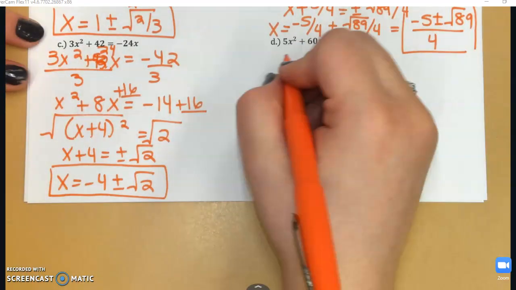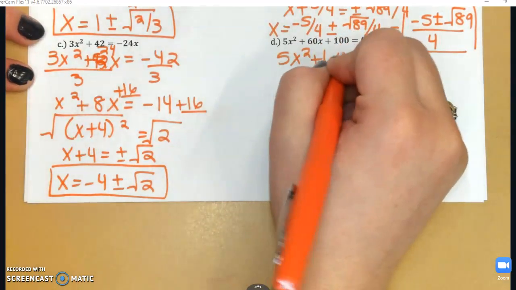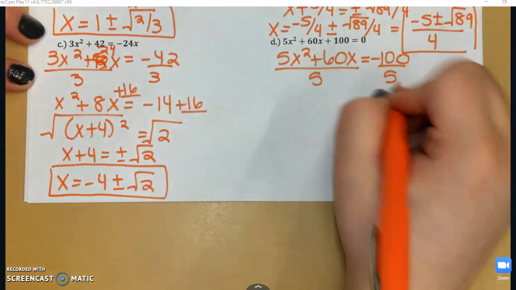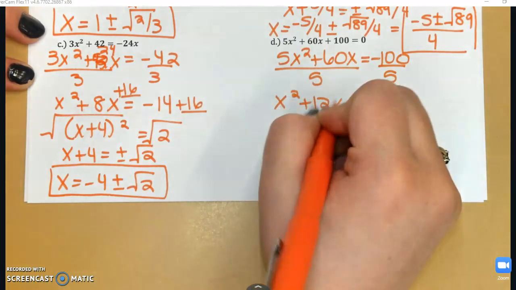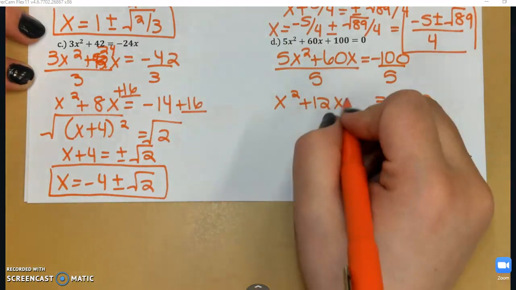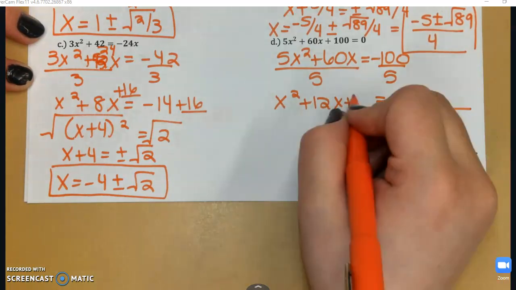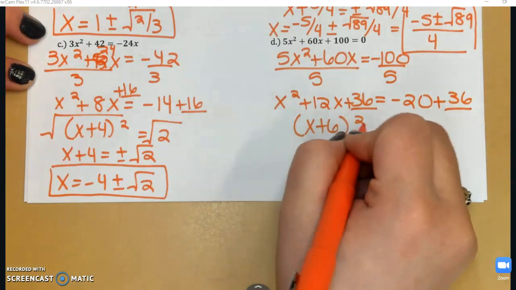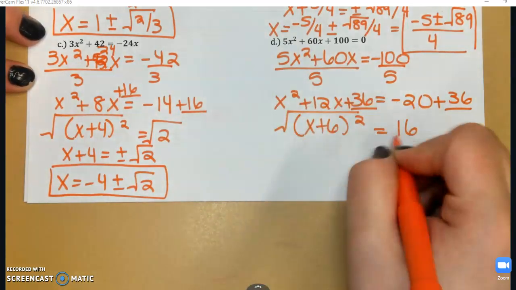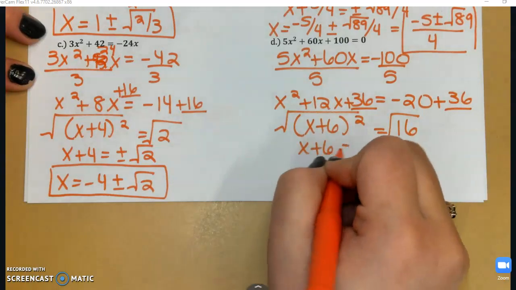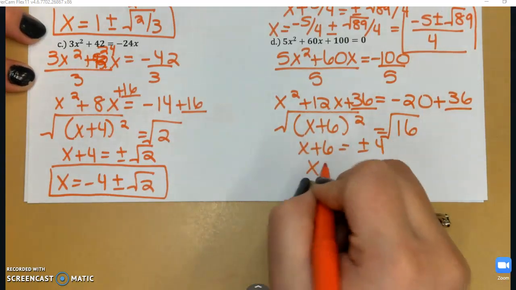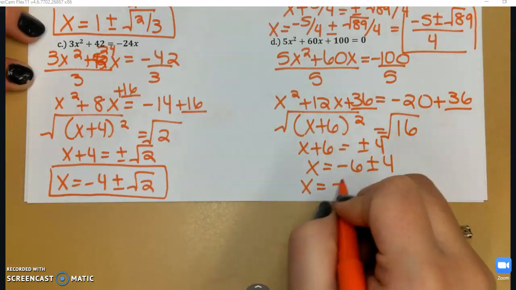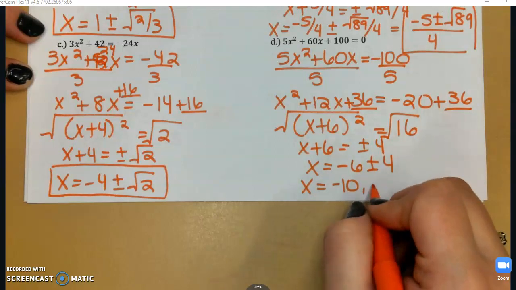All right, last but not least, I'm going to move my constant. A is 5 for this equation. So x squared plus 12x equals negative 20. Completing the square, half of 12 is 6. 6 squared is 36, so I add that to both sides. And I have another perfect square, so I'm going to get rational solutions, which are whole numbers. So that's going to be negative 6 minus the square root, or excuse me, 4, which is negative 10, and negative 6 plus 4, which is negative 2.